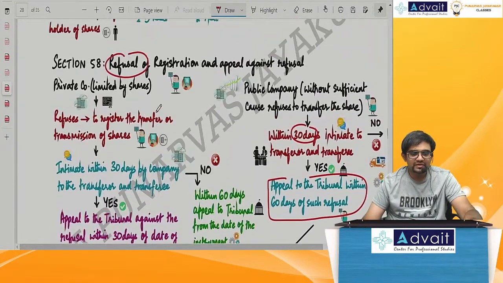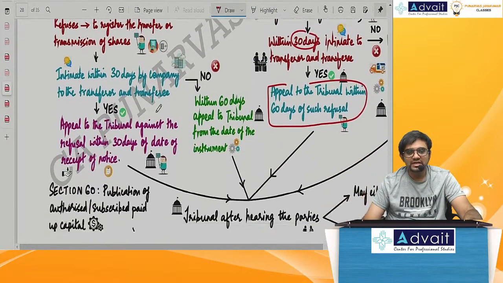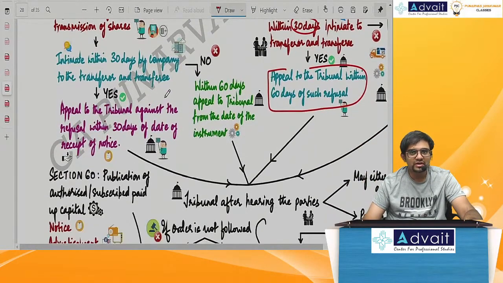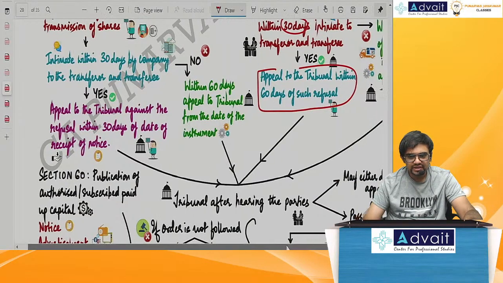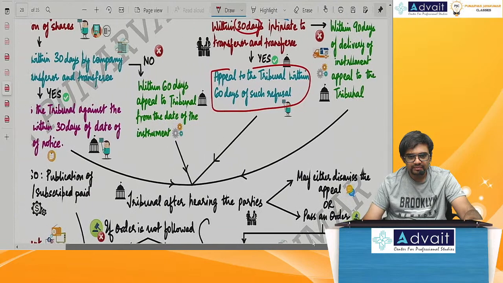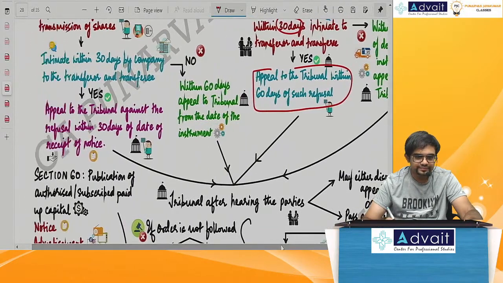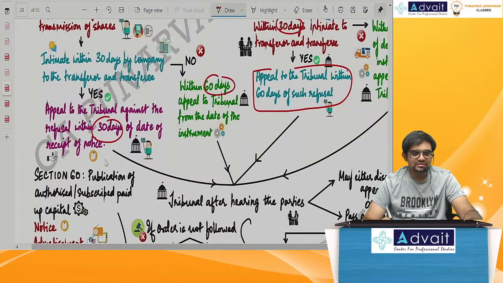On the other hand, if it's a private company, same thing. The company will intimate within 30 days to the transferor and transferee, and I can prefer an appeal within 30 days. So for a private company, it is 30 days and 60 days. If the company has intimated the transferor and transferee, I can appeal within 30 days. If they have not intimated, I will appeal within 60 days.